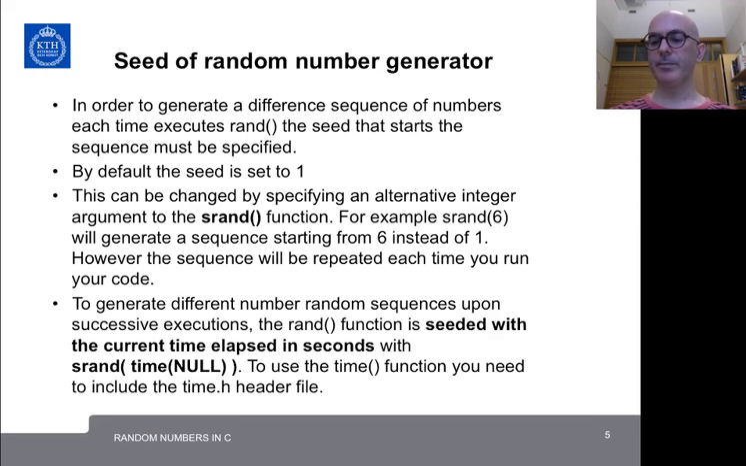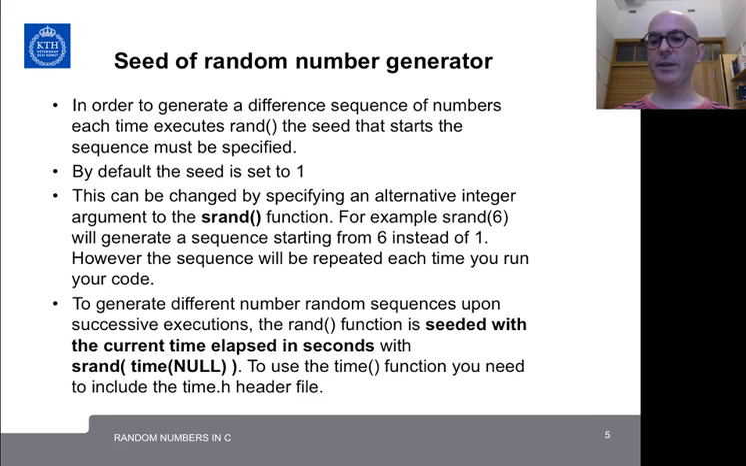To generate a different sequence of numbers each time we execute rand, we need to set the so-called seed number. The seed starts the sequence of our pseudo-random numbers. By default, the seed is set to 1. We can change the seed by specifying an alternative integer argument to the srand function. For example, srand(6) will generate a sequence starting from 6 instead of 1. However, the same sequence starting from 6 will be repeated each time we run our code.